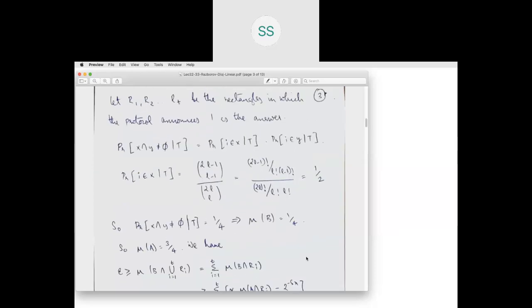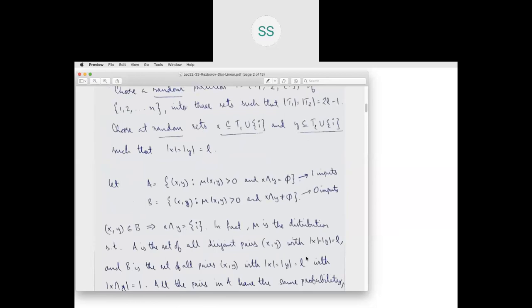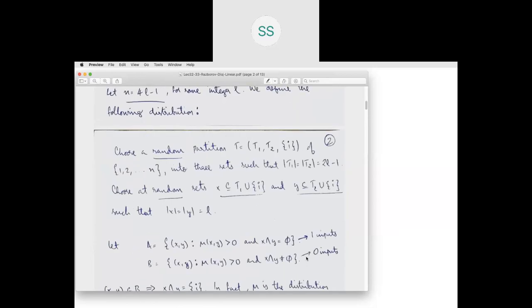Okay, so I hope this is clear. One of the key points, I'll just recap again. Once you fix a partition of 4l minus 1, T1 has 2l minus 1, T2 has 2l minus 1, and I has one element, I. And x is a uniformly chosen L element set, and y is also a uniformly chosen L element set of this. So now if they intersect, that means they intersect at I.